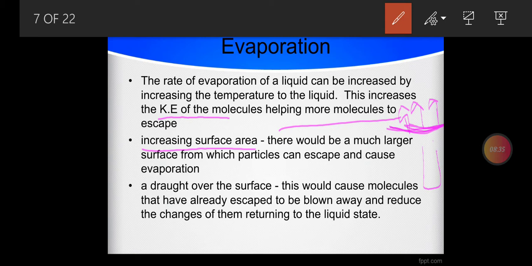That's why you spread your clothes on a sunny day, because that helps to increase the surface area of the clothes, and as a result the water evaporates and they dry more quickly as compared to if you keep them lying together at one place. That will not help them to dry. So this is the process: if the surface is open, the surface area is more, the molecules can escape easily, and the rate of evaporation is high.